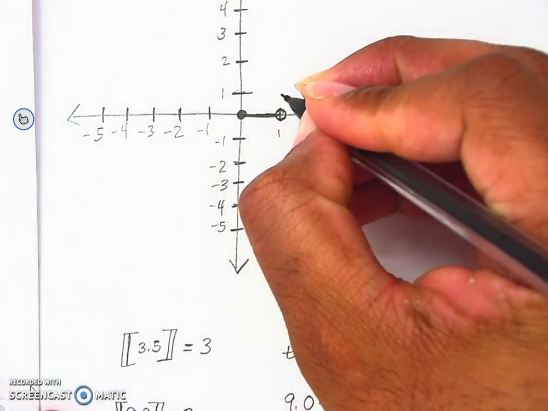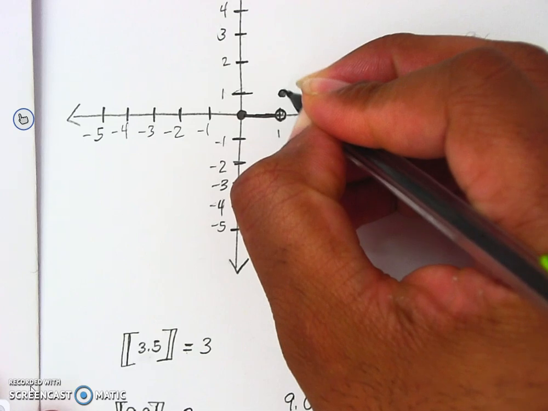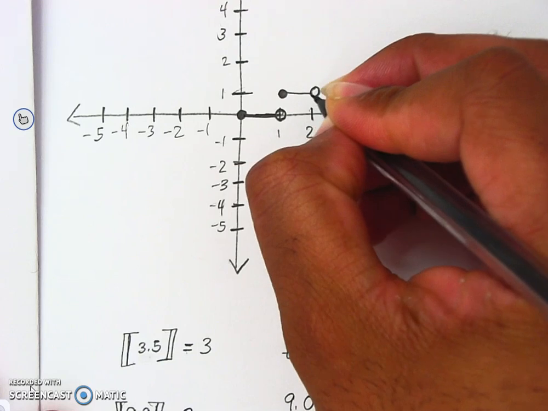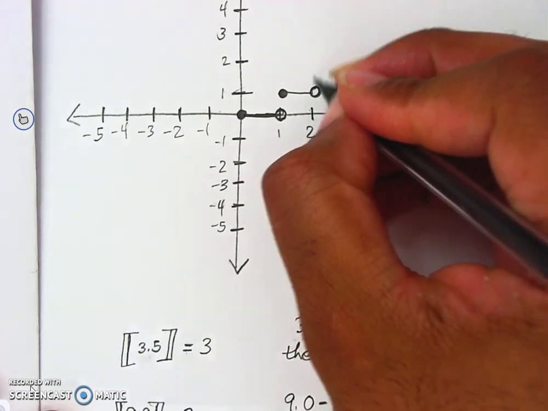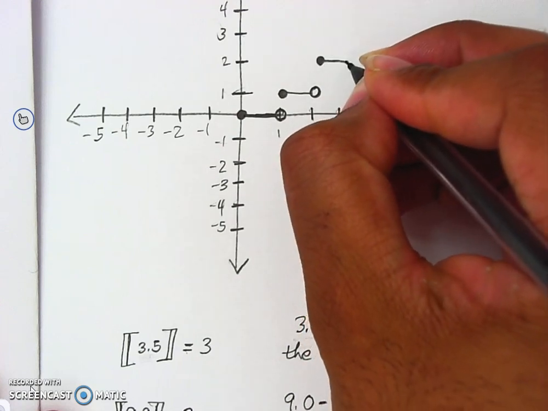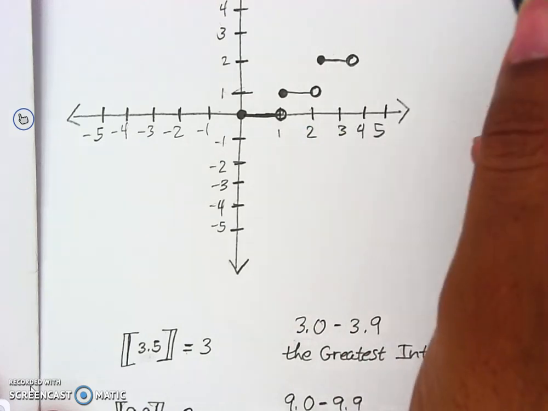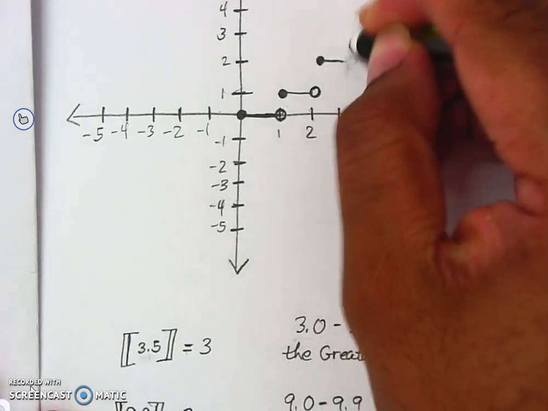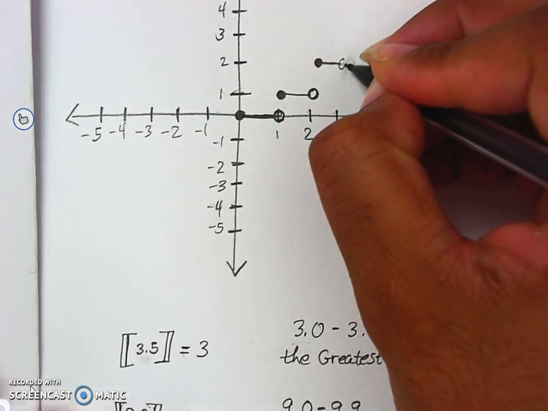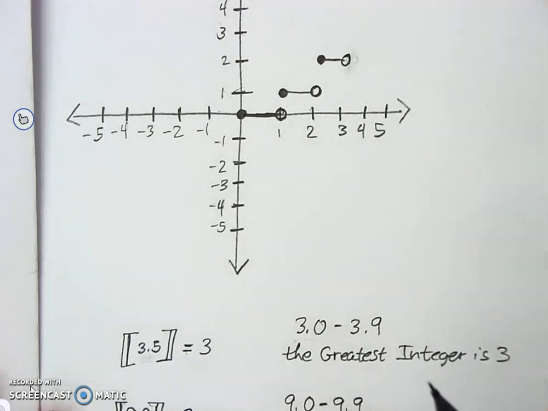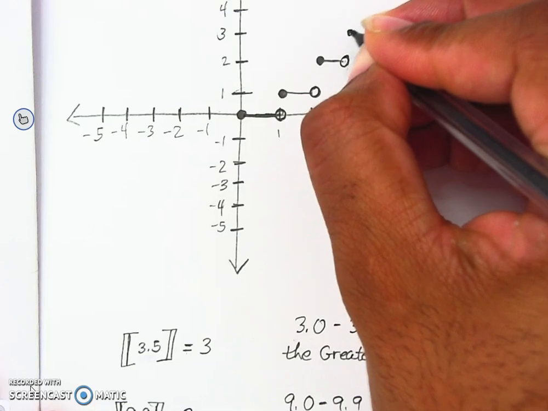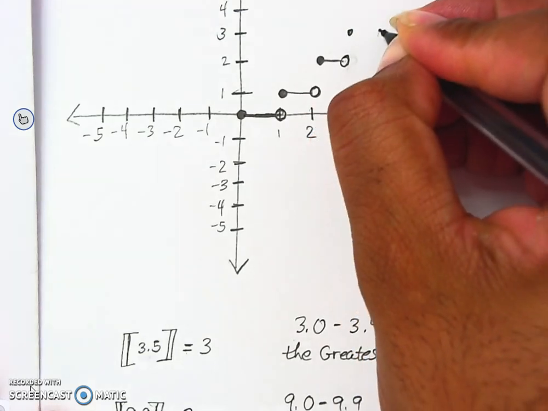All right, so at 1, we jump up to 1 and put a solid dot there, and then we draw a line and get to 2 and put an open circle at 2. Then at 2, we jump up and put a solid dot there, to 3. Oops, sorry, it's past 3. So at 3, right there, we jump up to number 3, and we go over until we get to 4 and put an open circle there.